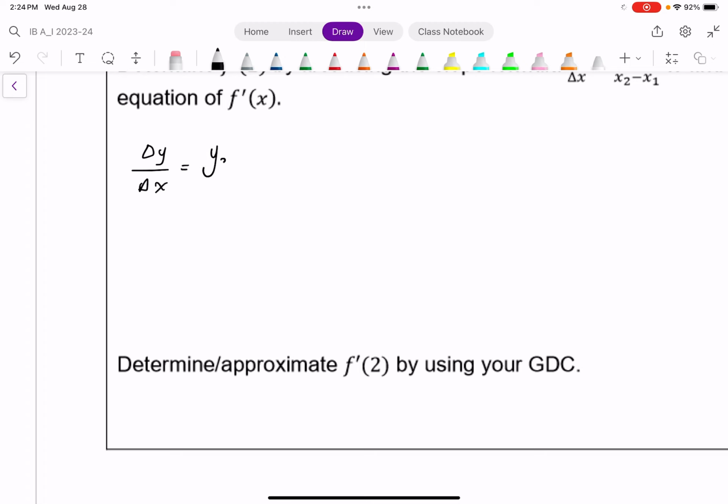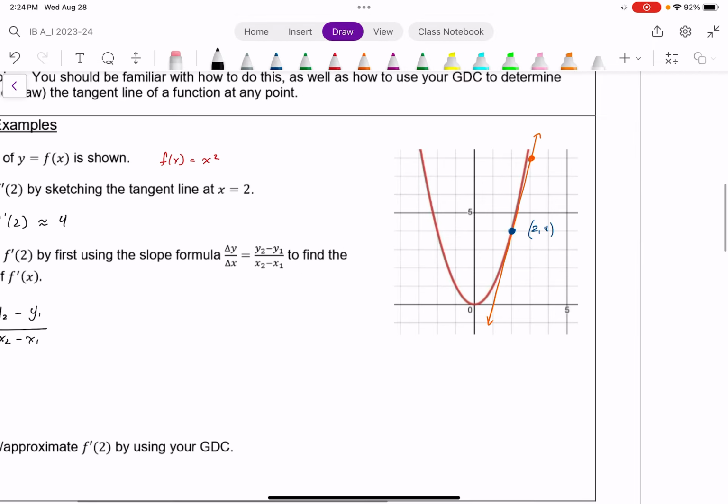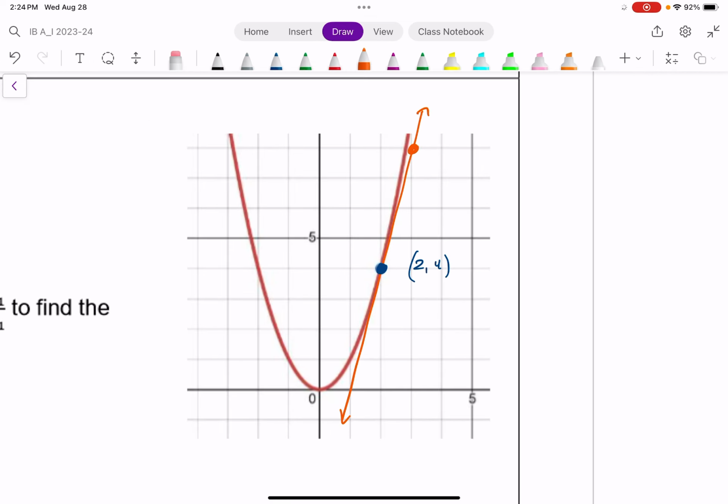So we generally use this: y2 minus y1 divided by x2 minus x1. So in this case, I already have a point here, 2, 4. But to find the slope, I need another point. But keep in mind, I don't need this tangent line anymore. I want to look at another point on the actual function. So maybe I'll just imagine a point right here.